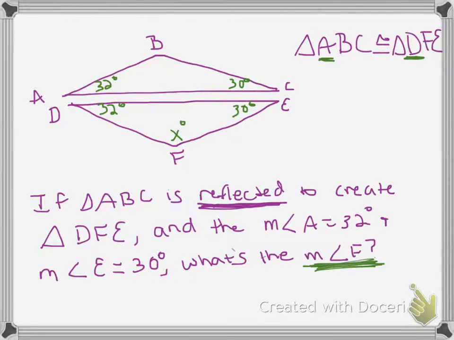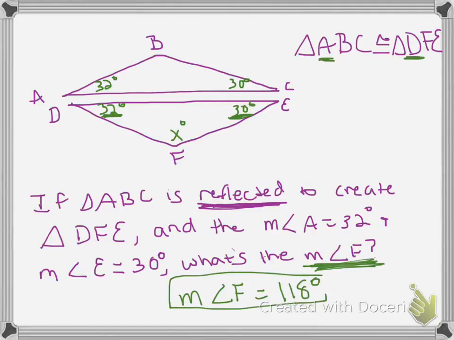Because we know how many degrees are in a triangle. So right now, if D is 32 degrees and E is 30 degrees, I'm going to use the calculator, and I'm going to do 32 plus 30, and that gives me 62. 180 minus 62 gives me 118. So the measure of angle F is 118 degrees.